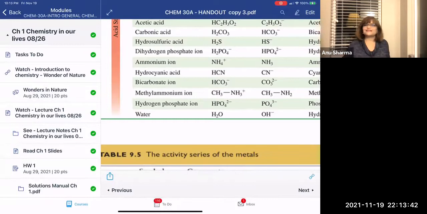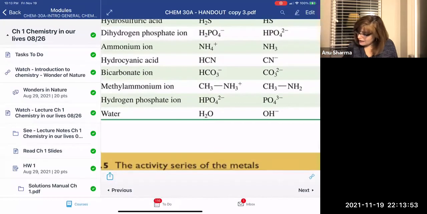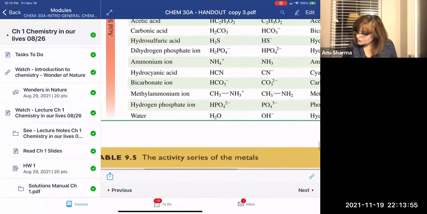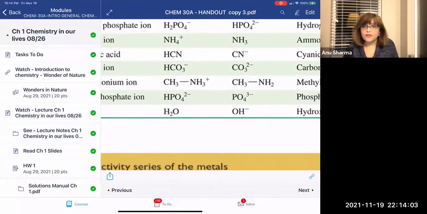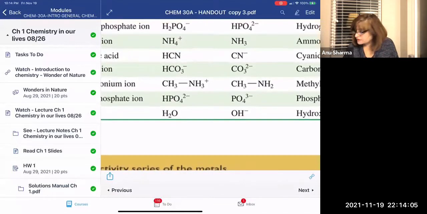Water is not an acid. Water is not a base, but water can act as an acid and it can act as a base, right? So when you remove that one hydrogen ion from water, it will produce only OH ions, and those are basic in nature, and OH ions are by nature very strong bases, okay?